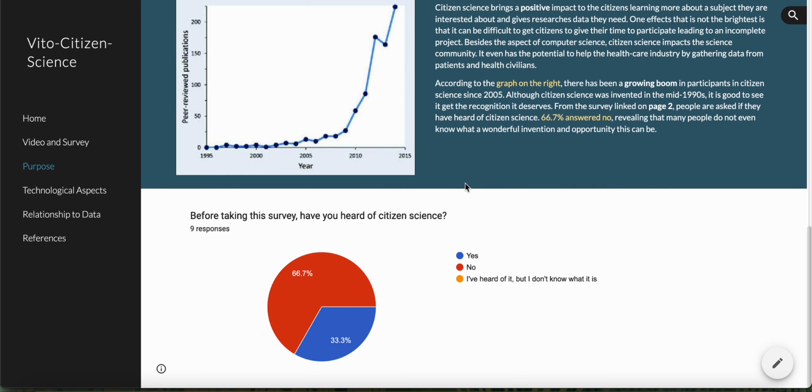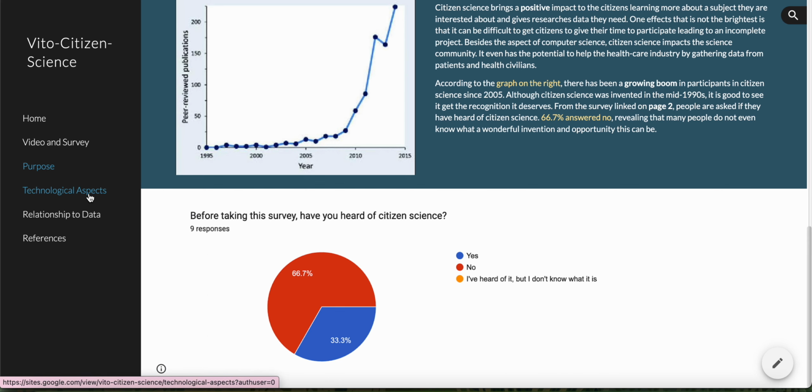I gave them 3 options. Yes, I've heard of it. No, I haven't heard of it. And the third one, I've heard of it, but I don't know what it is. I think this survey was a really great way of letting people know what citizen science is, how they could participate, and letting them know that it helps them and it helps society. I think that was nice to know.